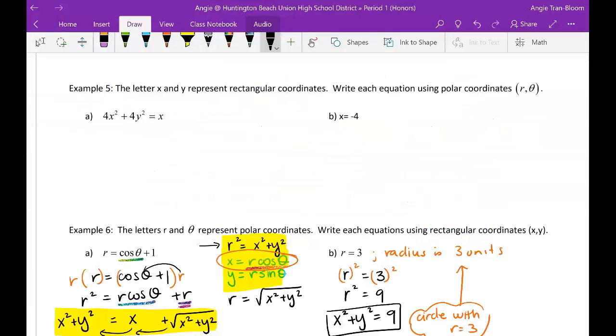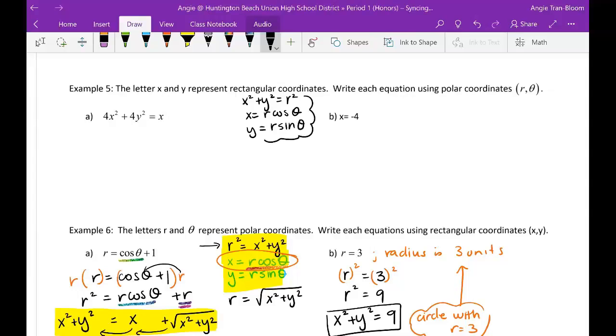Example 5. Directions. The letters x and y represent rectangular coordinates. Write each equation using polar coordinates, which is represented using the letters r and theta. So before we start, I will again remind you: x squared plus y squared is always r squared. Then x is always what in polar? X is always r times cosine of theta. Then y is always what in polar? R times sine of theta.